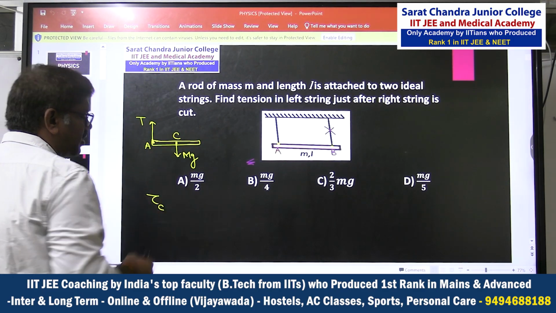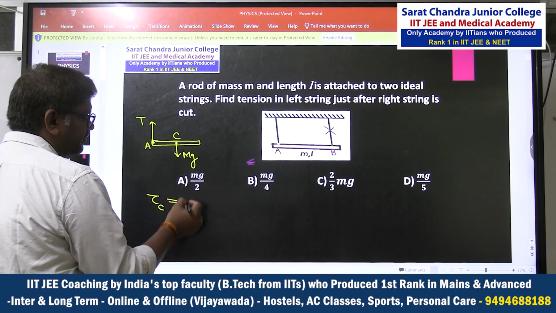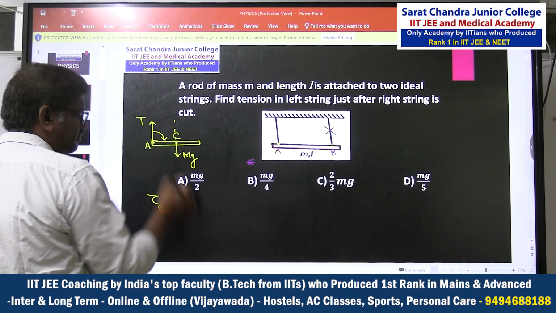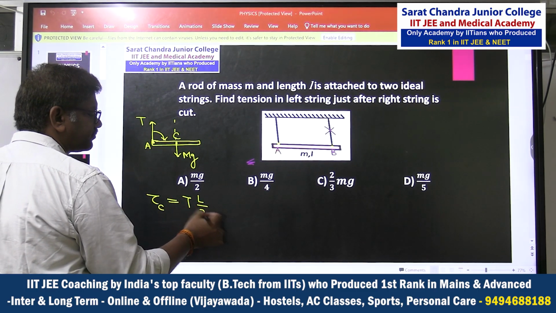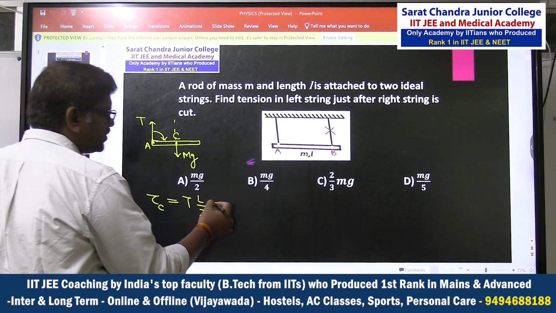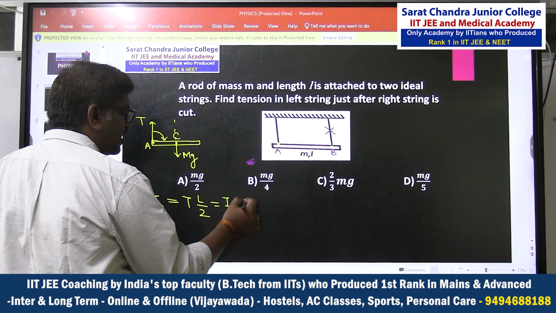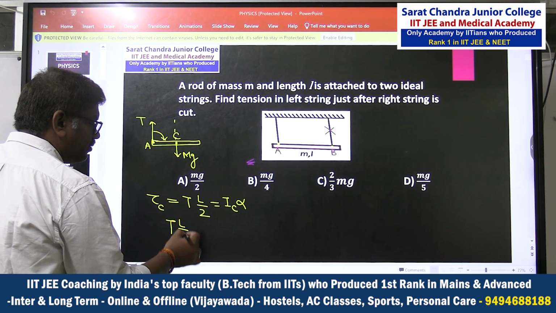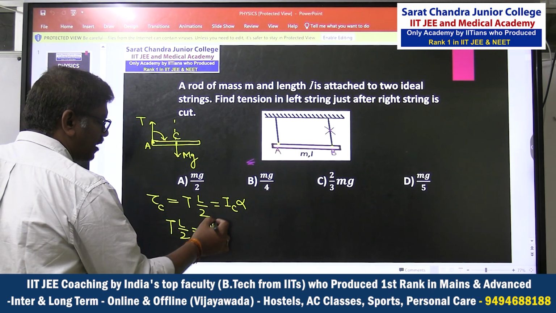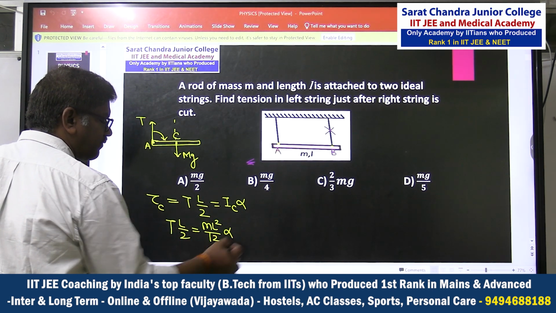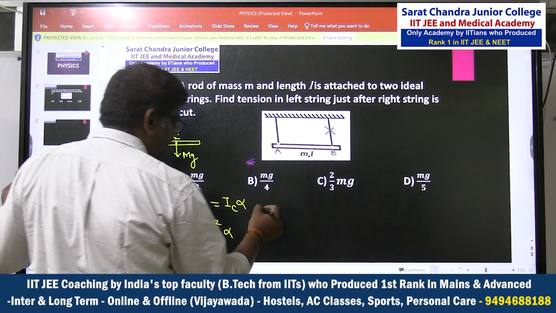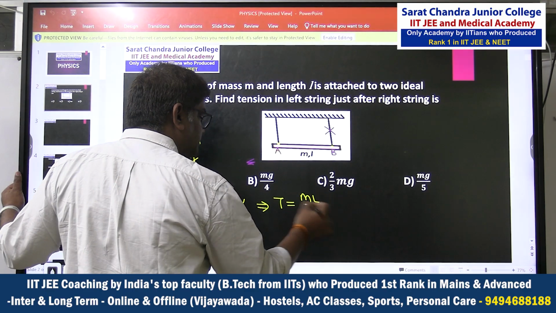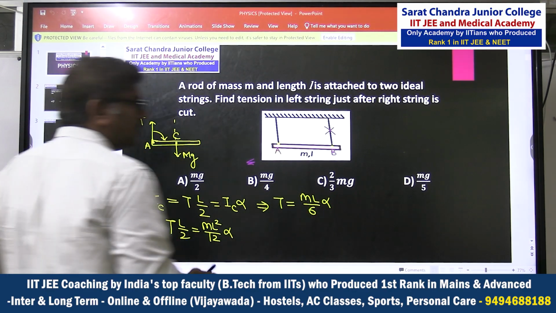So what will be torque about C? About C, the torque of mg is 0 and the torque of tension will be T into L by 2, the perpendicular distance, which equals I_C into alpha. So T into L by 2 equals ml square by 12 into alpha, which means the first equation we get is T equals ml by 6 alpha.